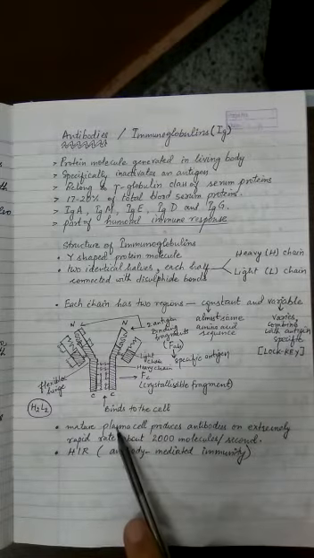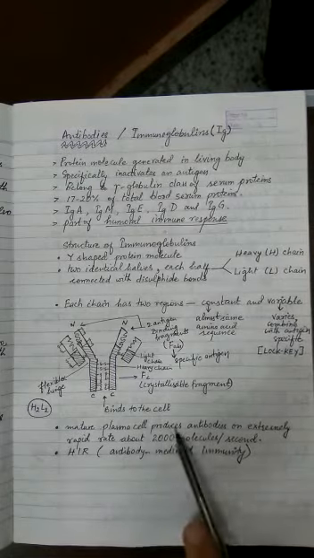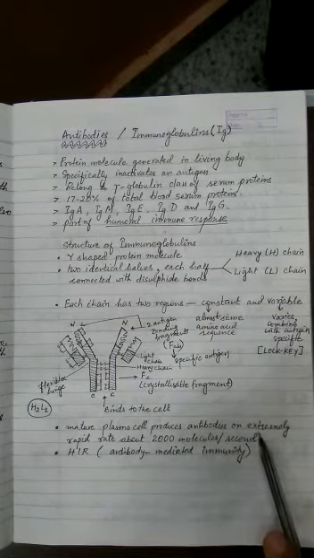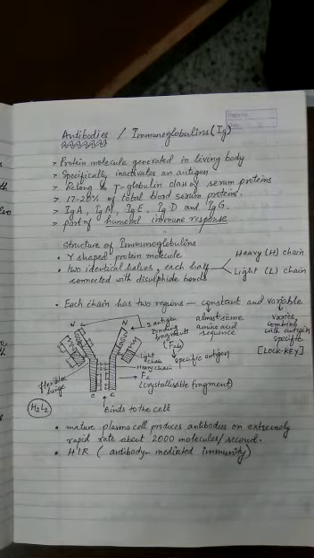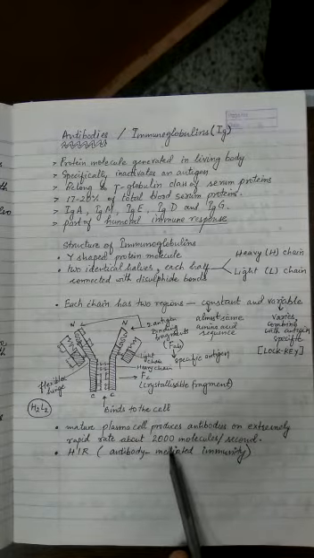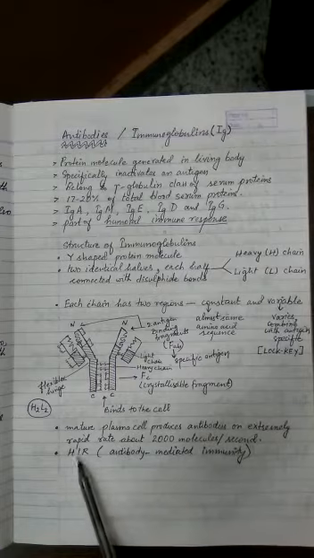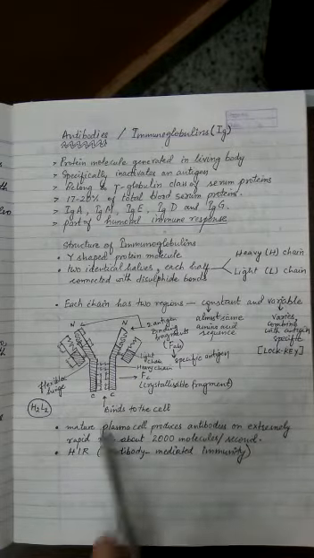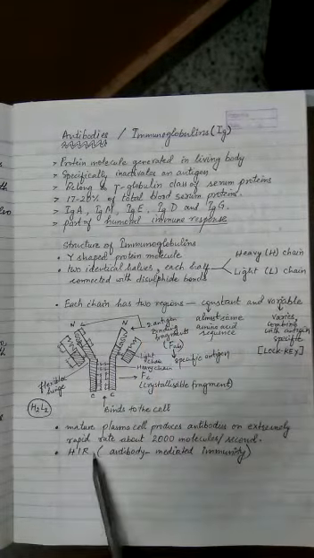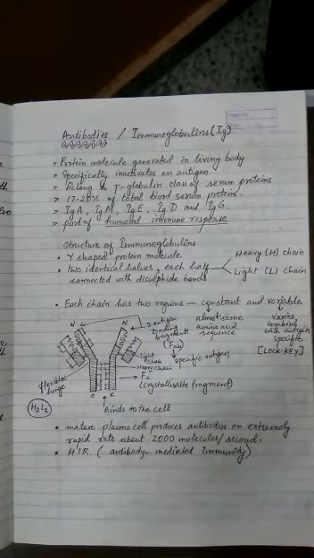Mature B cells, plasma cells, are able to synthesize antibodies at a very high rate, and that rate can go up to 2000 molecules of antibodies per second. And remember, this is a part of the humoral immune response, or the antibody mediated immune system.